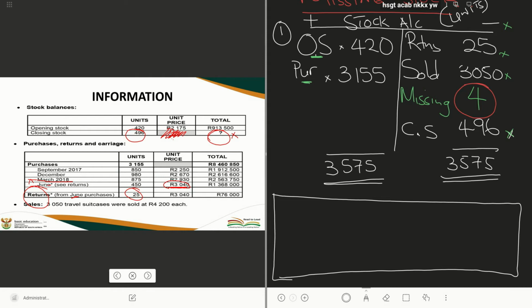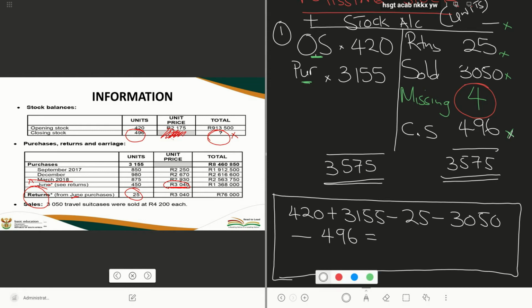It simply means you now say, how many units was I having at the beginning? You were having 420, and you purchased 3,155. Of those 3,155, you returned 25, and you also sold 3,050. And don't forget, you are now left with 496. Therefore, once you do that, it will now tell you how many units are missing. Then you get 4 units are missing.